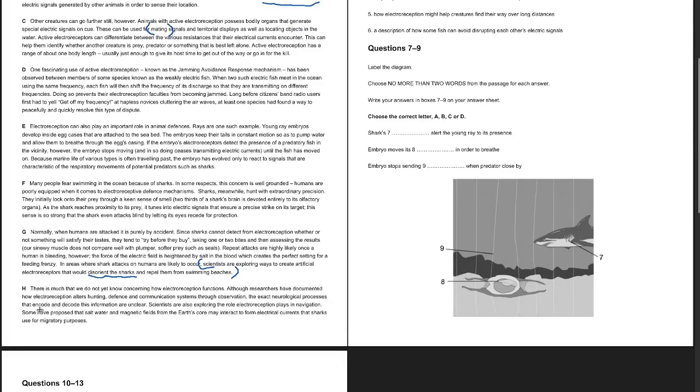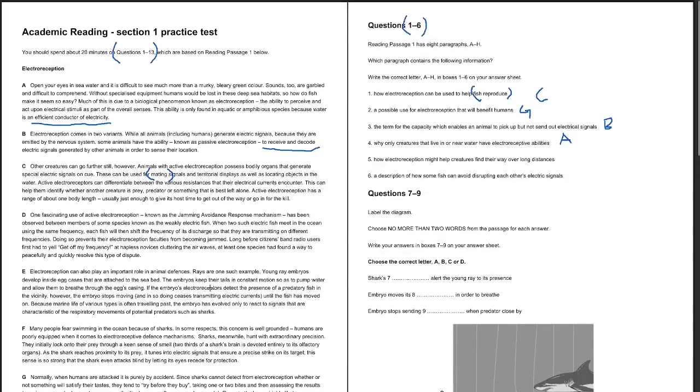the last paragraph. So you can see here, there is much that we do not yet know concerning how electroreception functions, although researchers have documented how electroreception alters hunting, defense and communication systems through observation. The exact neurological processes that encode and decode this information are unclear. Scientists are also exploring the role electroreception plays in navigation. Some have proposed that saltwater and magnetic fields from the Earth's core may interact to form electrical currents that sharks use for migratory purposes. Migration will normally be over long distances. So, how electroreception may help fishes find their way over long distances? This one will fall under H.